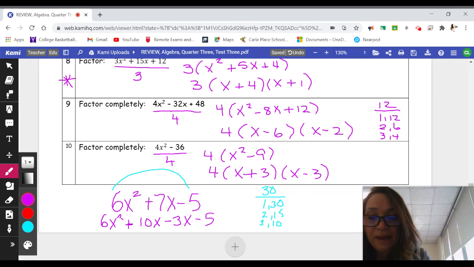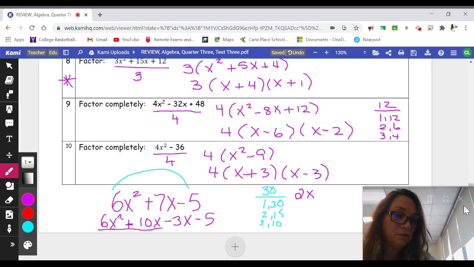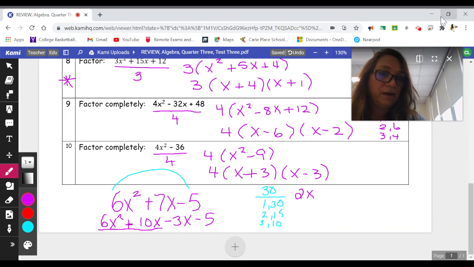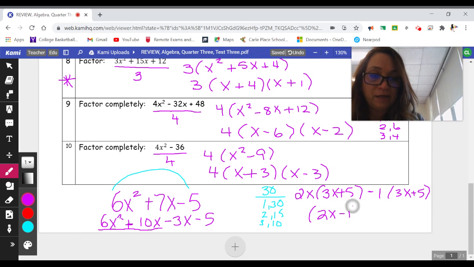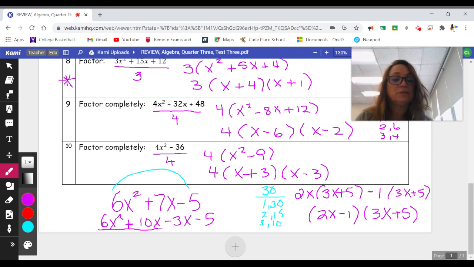Okay, now looking only at the front two, I'm going to pull out a 2x. I'm going to pull out a 2x, and that leaves me with 3x plus 5. Now, keep in mind that 3x plus 5 has to be used again, which is why this is going to be a negative 1. So that gives me 2x minus 1 and 3x plus 5. I did this by splitting the linear term.